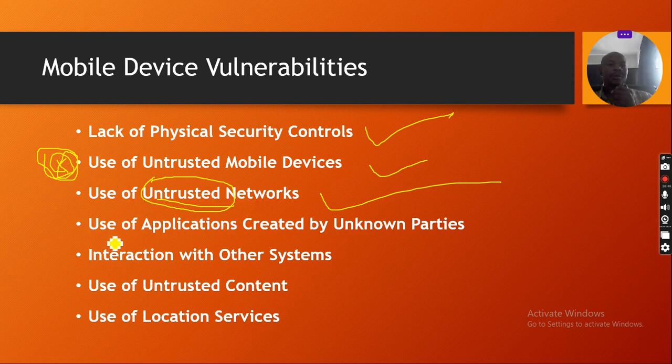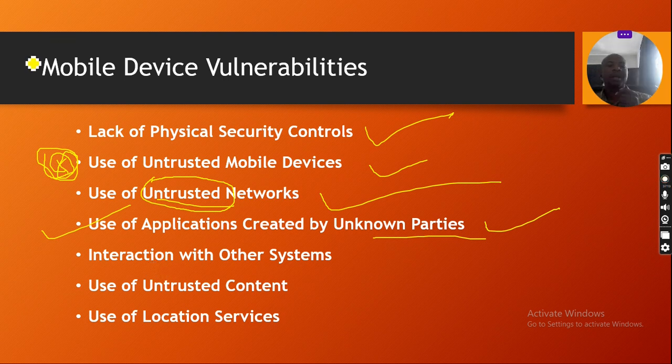Is that okay? Then another source of vulnerability from mobile usage is the use of applications created by unknown parties. You see workers or your employees using their mobile devices to access applications created by unknown parties, and this can create a vulnerability whereby an adversary can access your organization's network, eavesdrop on your data, steal your data, and do all sorts of things that they intend to do.